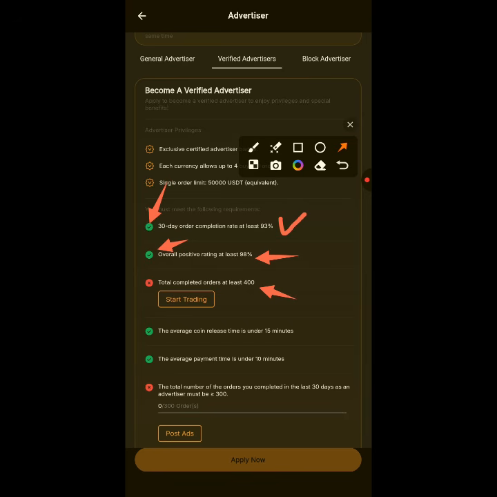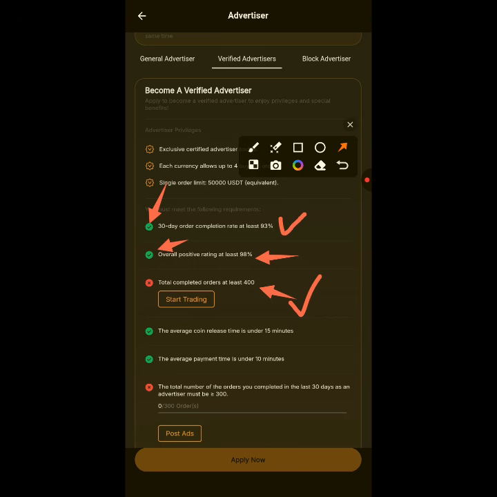Also, you cannot apply as a verified advertiser without being a general advertiser first. As a general advertiser, which is the first level of advertiser, you must have passed this place. So this one will not be a problem. You must have passed that place.